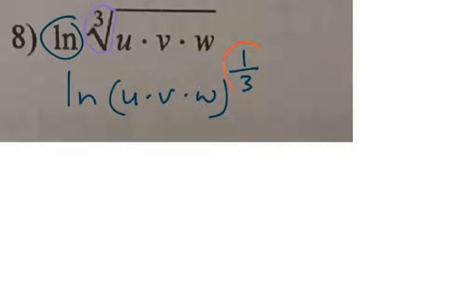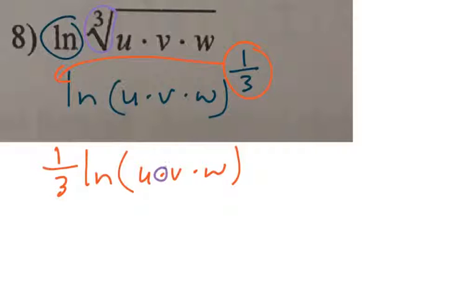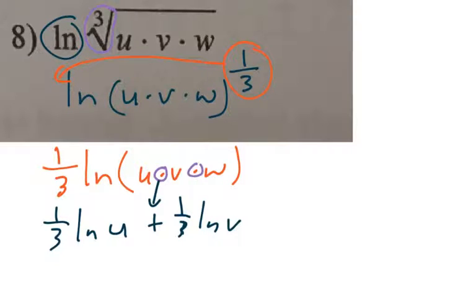Now that we have it written here as a power, we should know, hey, with powers, I can bring it in front and make it a multiply, right? So I have 1/3 natural log of u times v times w. Now, hopefully we also realize that these multiplies right here actually can be pluses. So our final step is basically 1/3 natural log of u plus, that's what that right there became, 1/3 natural log of v plus 1/3 natural log of w.